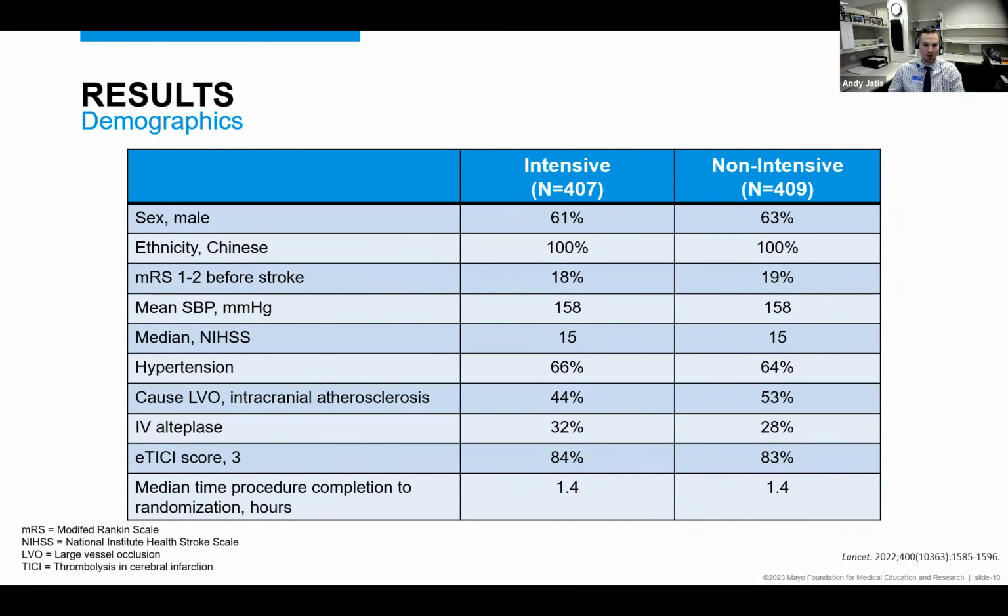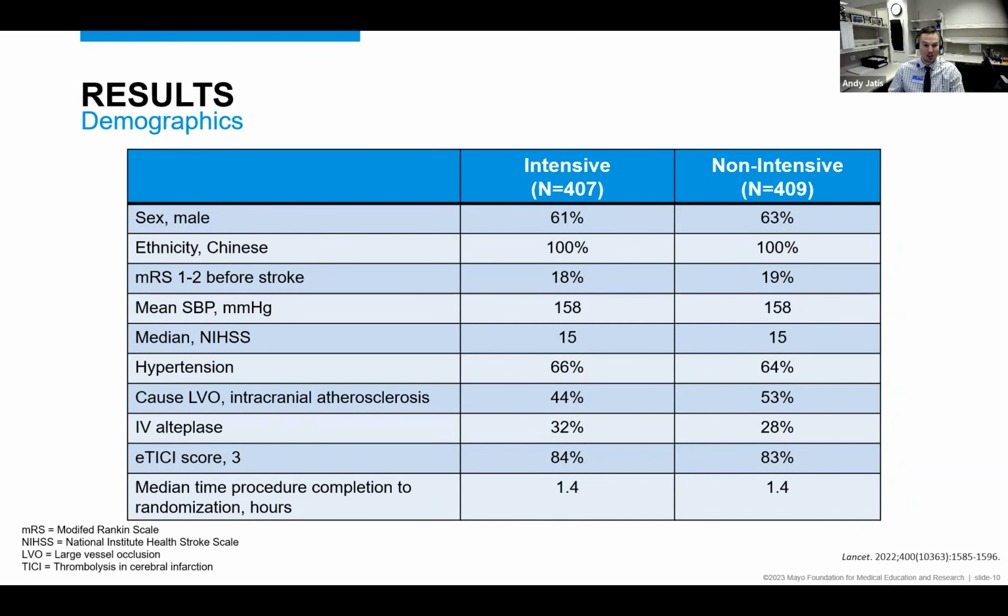Comparing then for our demographics, intensive versus non-intensive, no differences in these groups at baseline, but a few things I think were worth mentioning is the ethnicity: 100% of our patients in this population were Chinese. A lot of patients did have a modified Rankin scale of 0 at baseline, as the only patients with dysfunction allowed in the study were 1 to 2, and we can see that made up a pretty small number of the trial, only about 18% of those patients.